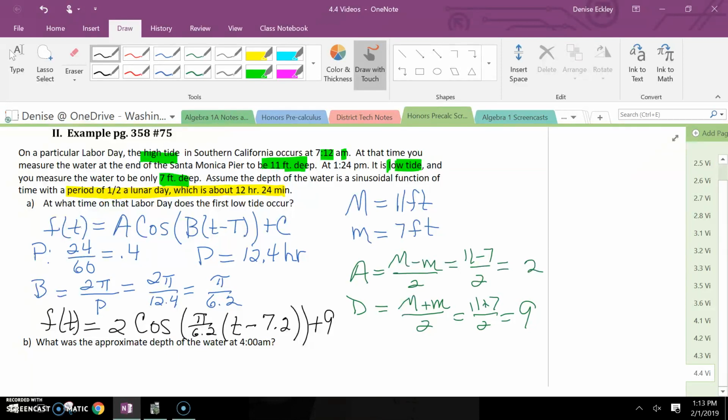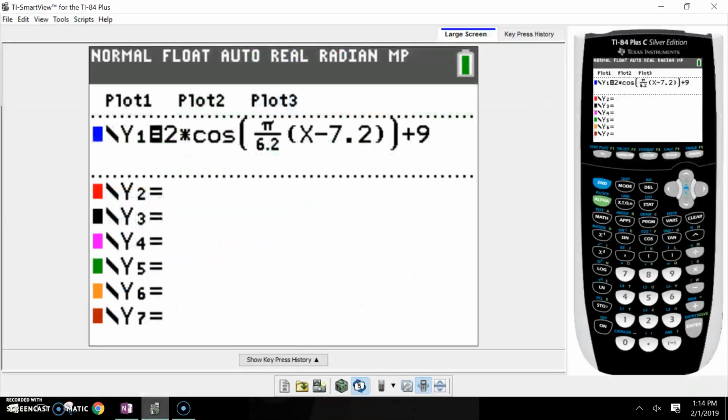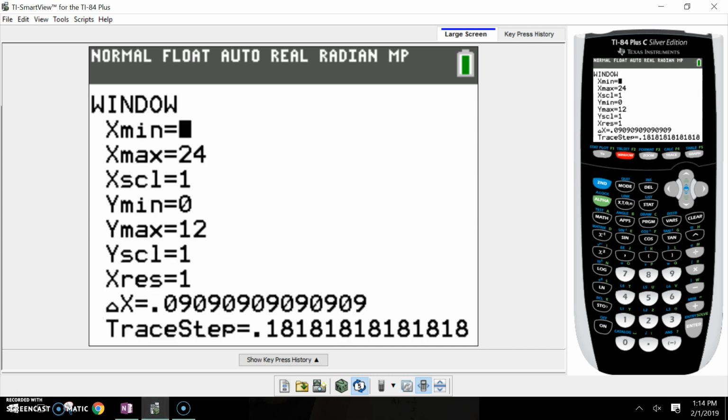So all we have to do at this point is take this equation and put it in our graphing calculator. So I'm using the 84 because I like that there's a big display screen to see. And you can see I have our equation here, and I set the window like this. There's 24 hours in a day, so 0 to 24. And I'm just going to let the whole day play out by the hour.